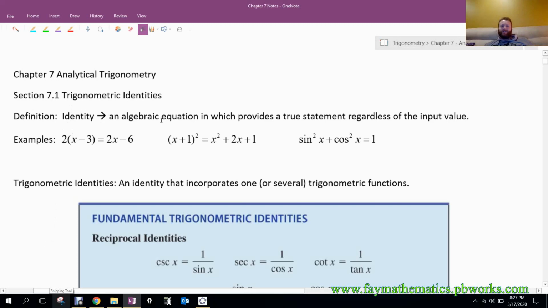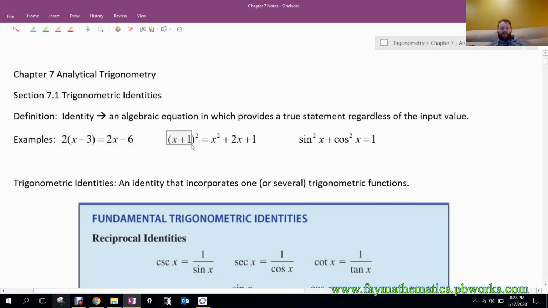An identity is an algebraic equation which provides a true statement regardless of the input value. Meaning that this is probably one of the most basic identities you've ever seen, one of the first ones we ever came across. No matter what I put in for x here and put in for x there, the left-hand side is going to equal the right-hand side. This statement is always true regardless of what you plug in for x.